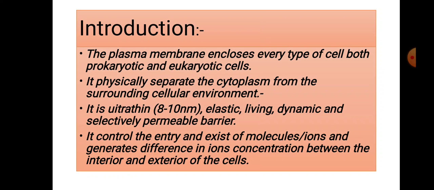Introduction: The plasma membrane encloses every type of cell, both prokaryotic and eukaryotic cell. It physically separates the cytoplasm from the surrounding cellular environment. It is an ultra-thin, 8 to 10 nanometer, elastic, living, dynamic and selectively permeable barrier. It controls the entry and exit of molecules and ions, and generates a difference in ion concentration between the interior and exterior of the cell.